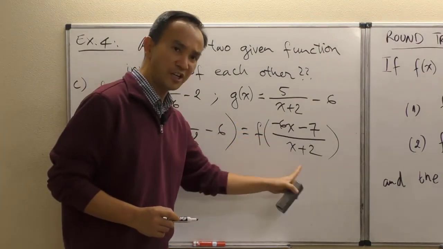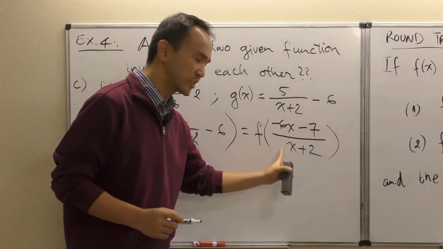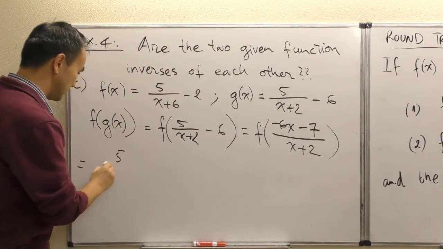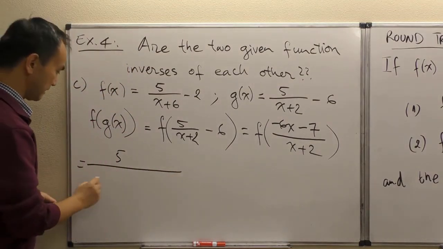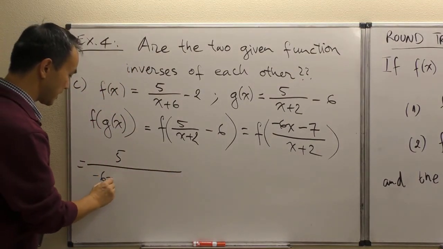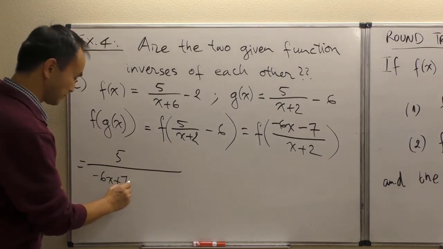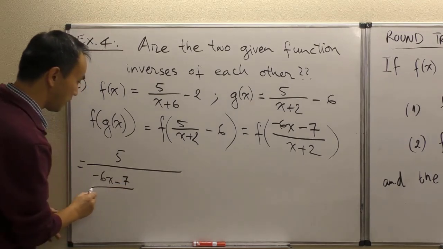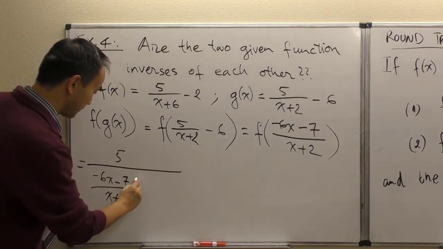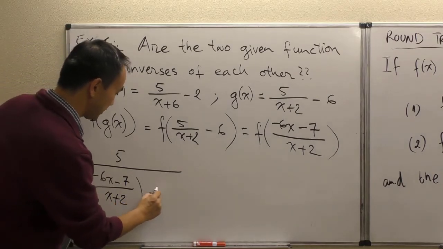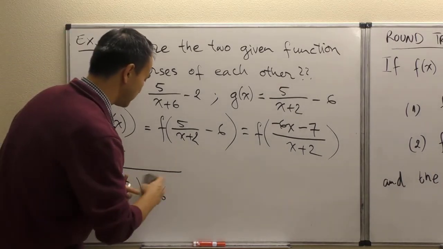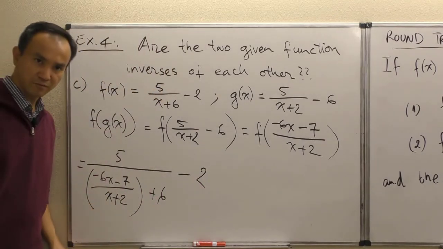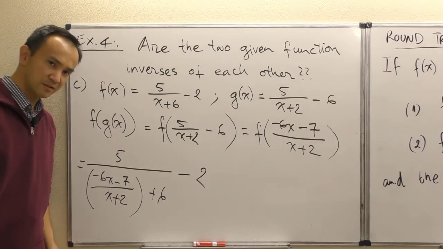Now I'm having a large expression here. I'm putting that entire large expression in place of the x variable. So now I'm looking at 5 over minus 6x minus 7, all over x plus 2, with all of that expression plus 6, and then minus 2. Yes, I do admit the problem becomes a little large, but it won't be so bad.